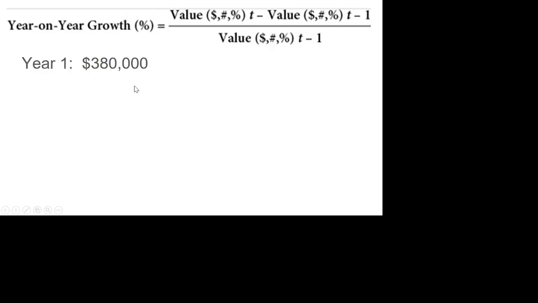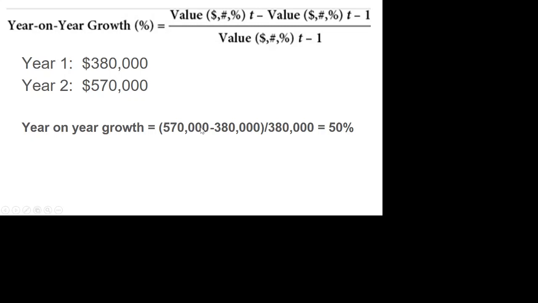So quick example, Deli had $380,000 in revenue in year one and $570,000 in revenue in year two. Question is, what is their year-on-year growth? Here's the formula, plug it in, good to go. New minus old divided by old gives us year-on-year growth of 50%. Okay, hopefully that makes sense.